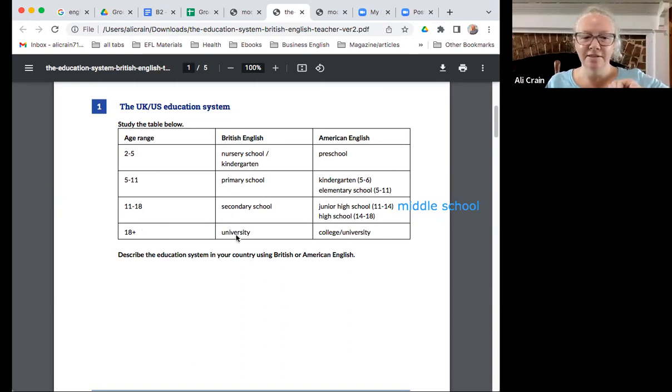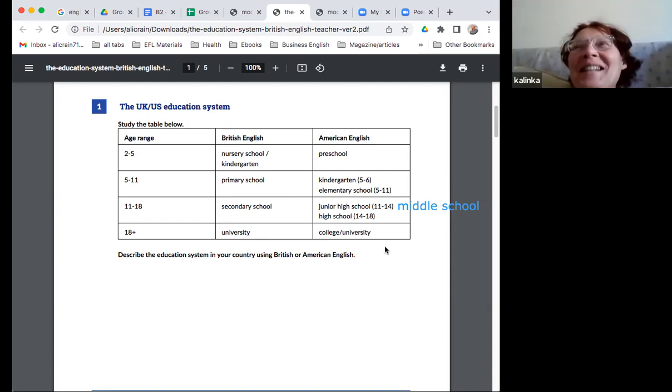And then they have similar ages, 18. Once you've graduated from secondary school or high school, you go to university, and in the US we use the terminology college or university. Yes, Kalinka. I want to ask about the age. What is usually, in America or in Australia, the last age when people go to university?